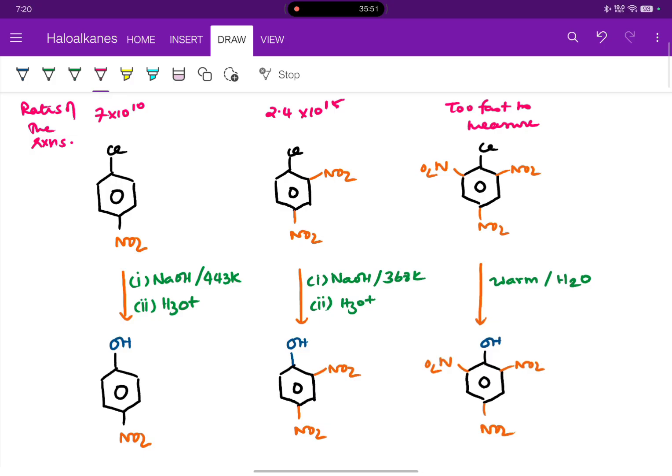Okay. If the rate of the reaction is very fast, it will happen immediately, 10 to the power 15 like this. But for these, at normal room condition itself the reaction takes place without any difficulty. But you cannot even measure this rate. Just by adding hot water and boiling it, it will give you product. That's what it says. Yes, sir.